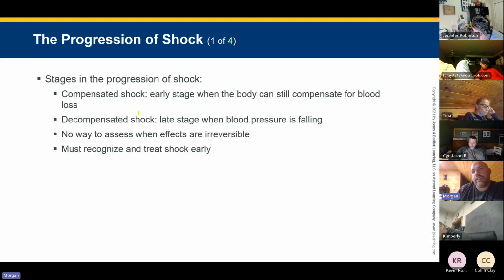Decompensated shock is late stage, when the blood pressure is starting to fall. Like Kevin said with the septic shock, it goes up, and then when it starts coming back down again, you've got to start intervening. So there's compensated shock, decompensated shock. That's when they start going backwards, right? And then irreversible shock. That means whatever damage is done, it's not coming back, and they usually end up dying.